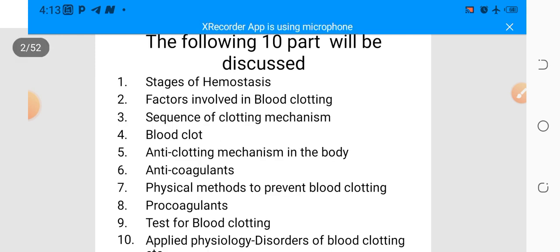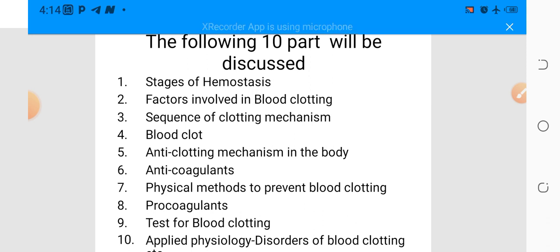So I'm going to look at the following things: stages of hemostasis, factors involved in blood clotting, sequence of clotting mechanisms, and what a blood clot is. I will then look at anti-clotting mechanisms in the body, which will also discuss the anticoagulants. Physical methods to prevent blood clotting, that will be number 7. If they are anticoagulants, number 8, we'll look at procoagulants, those that promote coagulation.